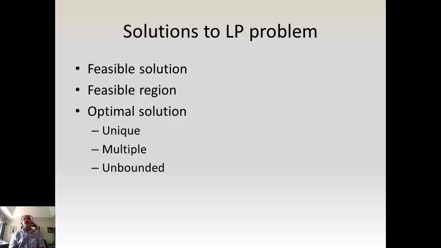So what that would mean is that you've somehow overlooked some constraint somewhere and you're ending up with an unbounded situation. So when you have unbounded optimum solution, that really means that your model is incomplete in some way.